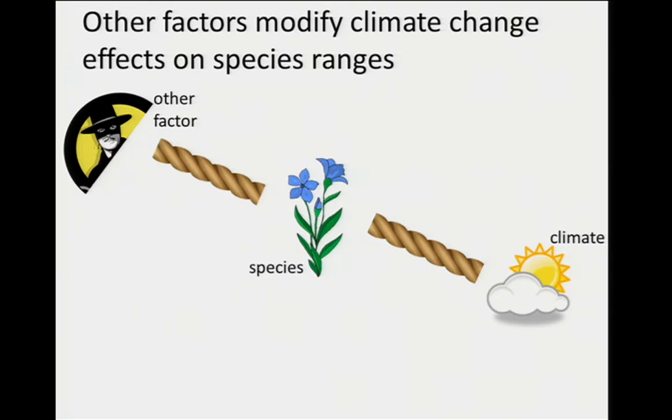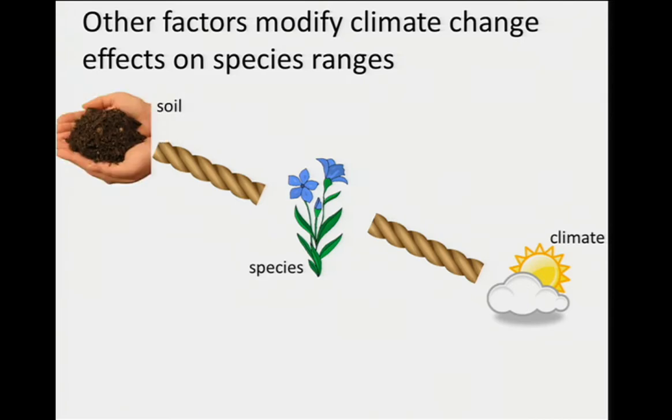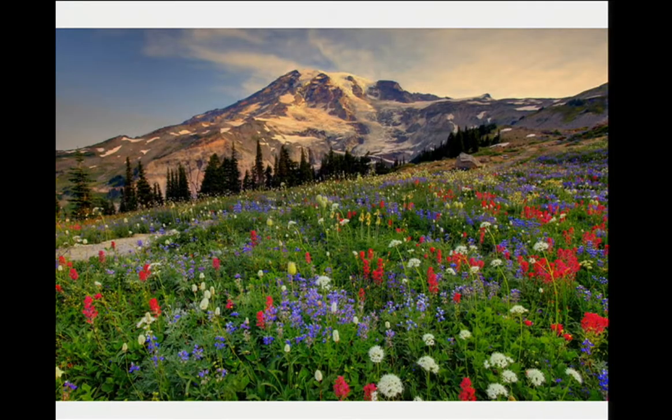So if we want to make realistic predictions about the impacts of climate change on species, we need to consider these interactive effects between climate and important non-climatic drivers of species ranges. And so in this talk, I'm going to be looking at the interactive effects of climate and soil on the geographic ranges of plant species. We'll be doing this in the context of Mount Rainier's subalpine and alpine meadows.